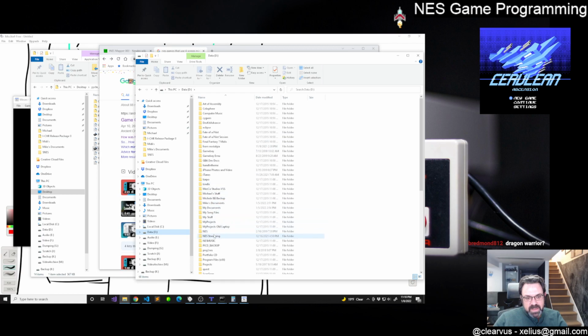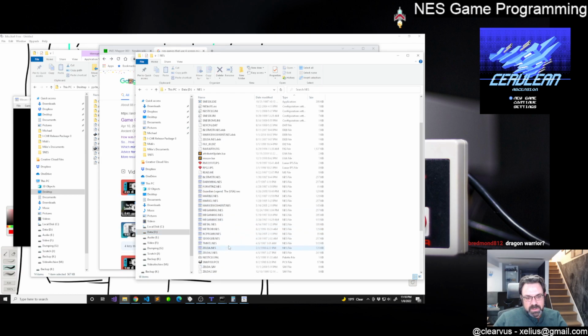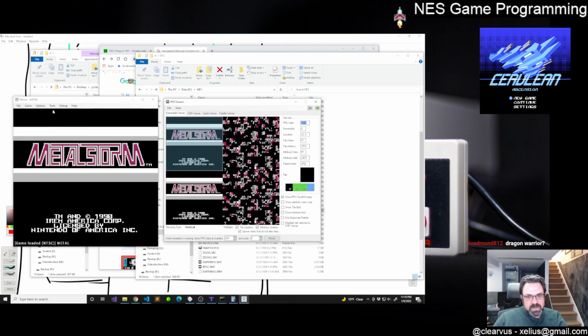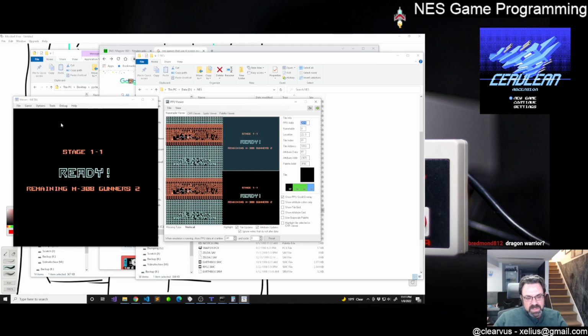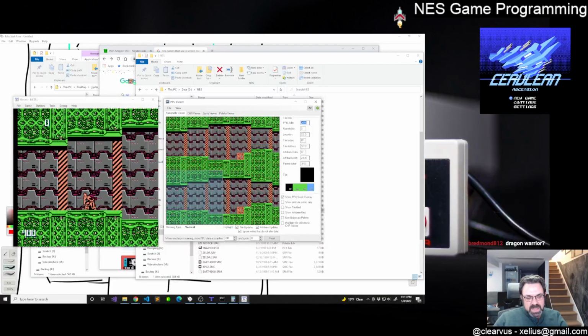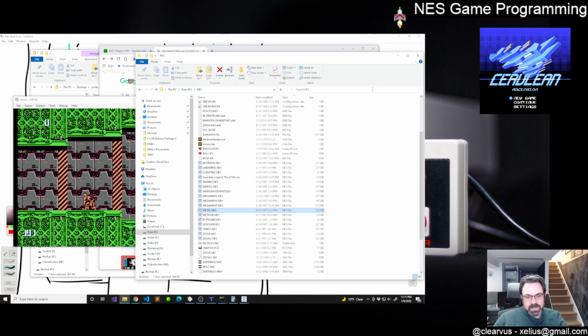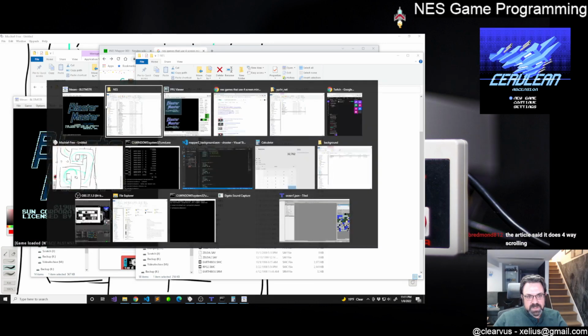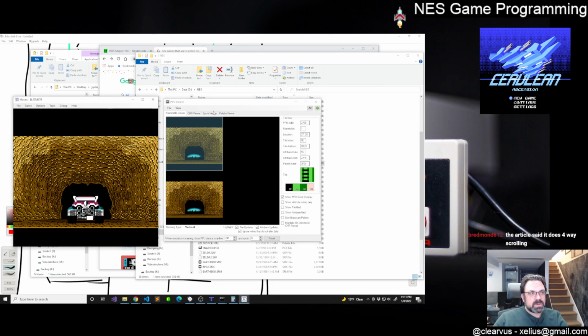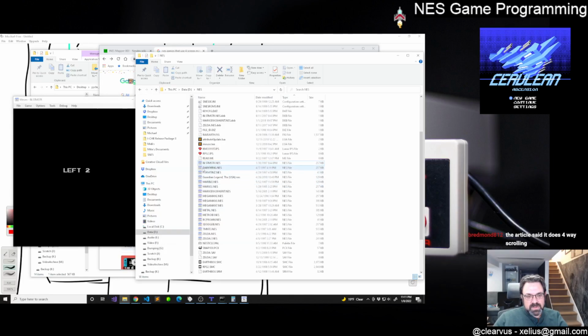Sadly, like I said, I don't have a ton of ROMs here that I can test this with. I mean, this is Metal Storm. I don't think it uses 4-screen mirroring. I think it's just using... Yeah, so it's just using vertical mirroring. Blaster Master is probably also not using 4-screen. Yeah, it's just using vertical. It does 4-way scrolling. That doesn't mean it has a 4-screen name table. They're two different things.